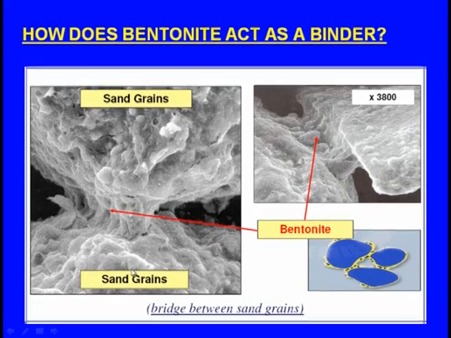How does bentonite act as a binder? That is the next question. Here we can see this is a sand grain. This is a sand grain and this is a sand grain. And here we can see this is the bentonite. It acts as a bridge between sand grain and sand grain. It holds both the sand grains together by forming a bridge. And the same thing we can see here also. That is how it makes a bridge between the sand grains and holds them together. That is how it improves the cohesiveness of the moulding sand.